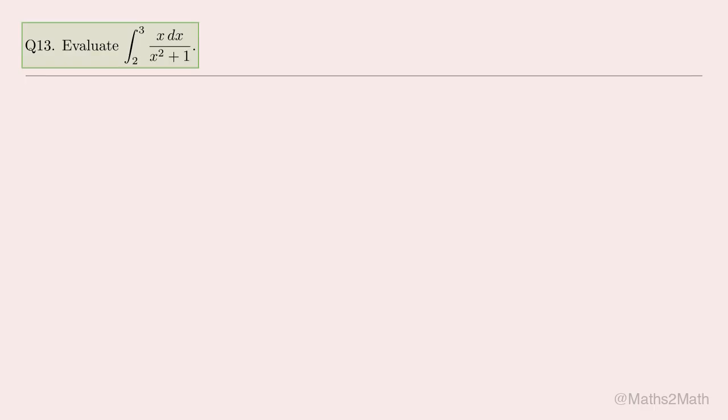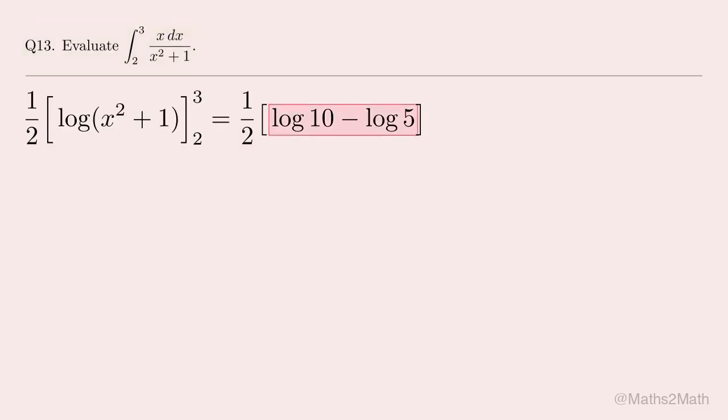Question 13. The half log of the quadratic. 10 over 5 is 2. Antiderivative half log x squared plus 1. Half log 2.